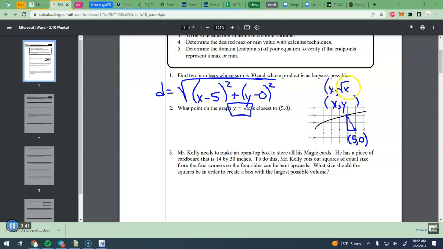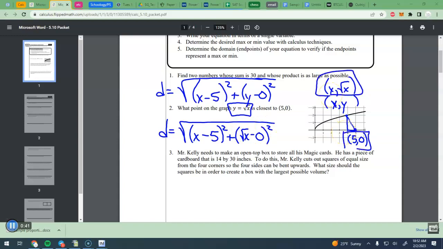So isn't every point on the graph technically just x comma the square root of x? Because y is equal to the square root of x. Right? That's the equation they gave me. So then the way you should actually write this would be x minus 5 squared plus the square root of x minus 0 squared. So we're using this point and this point and finding the distance between them.